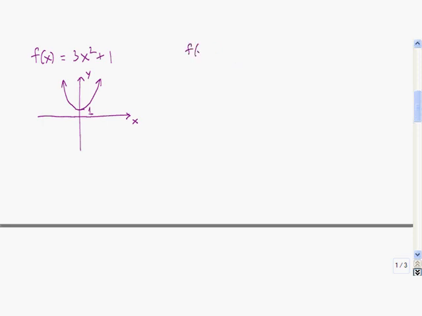Another example is f(x) = −x⁴ + 2x³. This is a degree 4 polynomial, and the leading coefficient is −1. And the graph of this looks like this. So you see that polynomials of degree 2 or more give us nice examples of nonlinear functions.